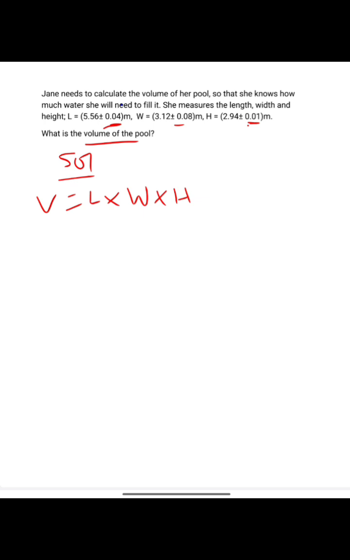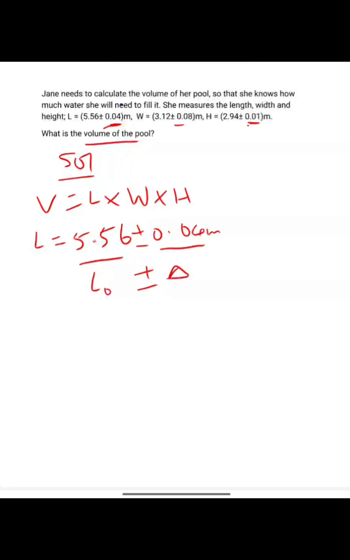The length of this measurement is given as 5.56 plus or minus 0.04 meters. The 5.56 is what we call the measured value, the part gotten from the measurement. So we write it as L sub 0. The part that carries plus or minus is the uncertainty, the part we are not sure of in the measurement. So this is the uncertainty in the length.